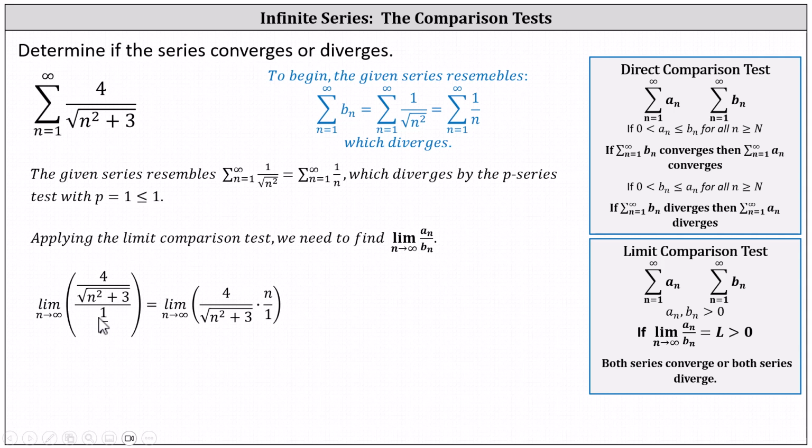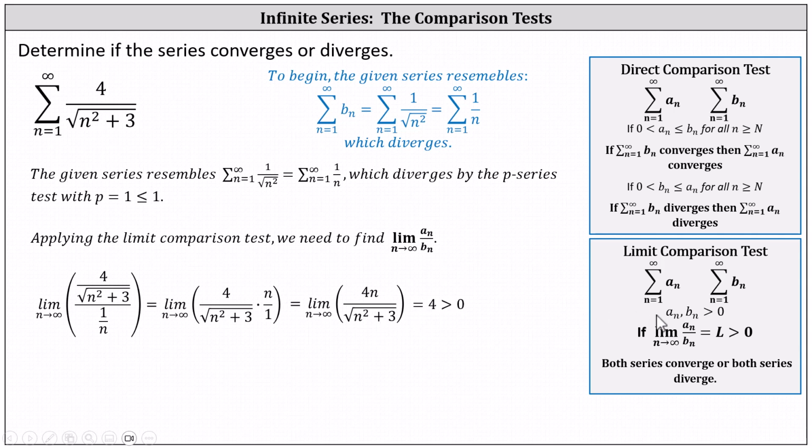Writing the quotient as a product, instead of dividing by 1 divided by n, we multiply by n divided by 1. Multiplying, we have the limit as n approaches infinity of 4n divided by the square root of the quantity n squared plus 3. Even though we have a square root in the denominator, we know the square root of n squared is equal to n, so we can think of the denominator as having degree 1, and the numerator has degree 1, and therefore the limit as n approaches infinity is equal to the ratio of the leading coefficients, which would be 4 divided by 1, or 4.